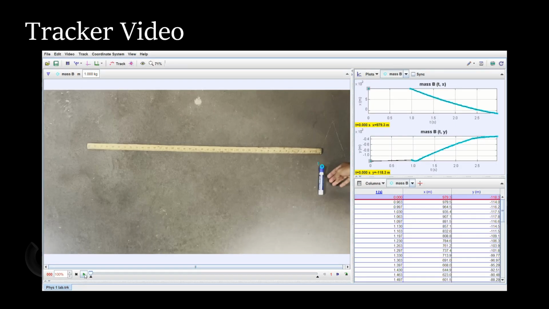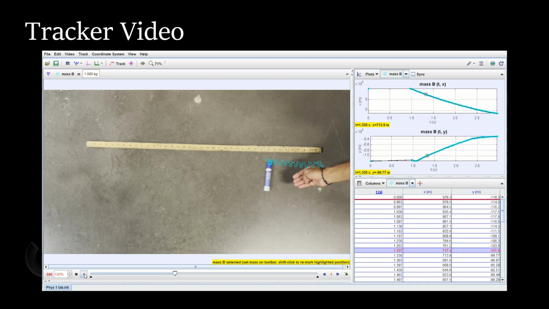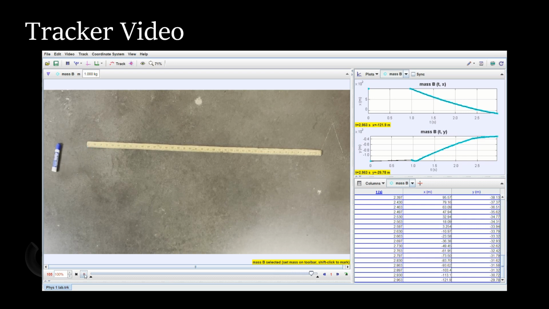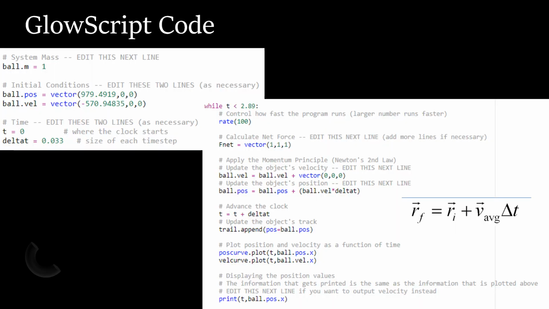So here's the Tracker video of the marker rolling across the floor with its position being tracked frame by frame. You can see it has a pretty constant velocity in the x direction, in the negative x direction. So I made this GlowScript code using the data from the Tracker video.